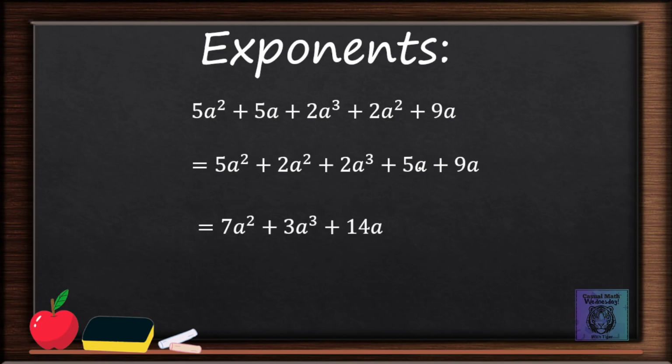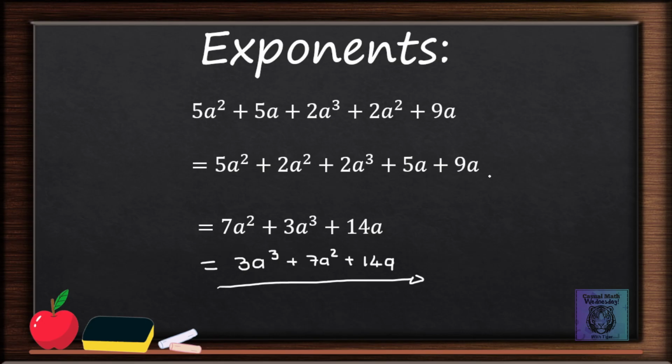We add those two together. And usually in this case, you can go and rewrite it as 3a to the power of 3 plus 7a to the power of 2 plus 14a, so that it is in descending order in the powers.